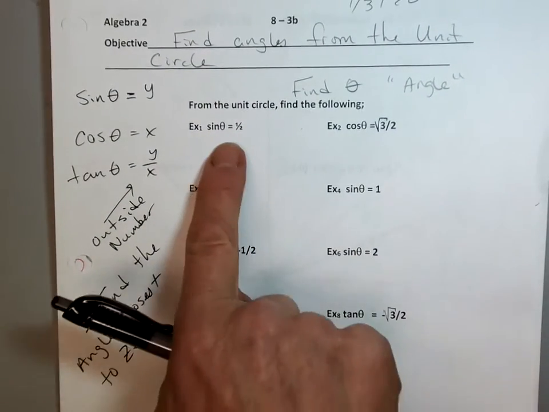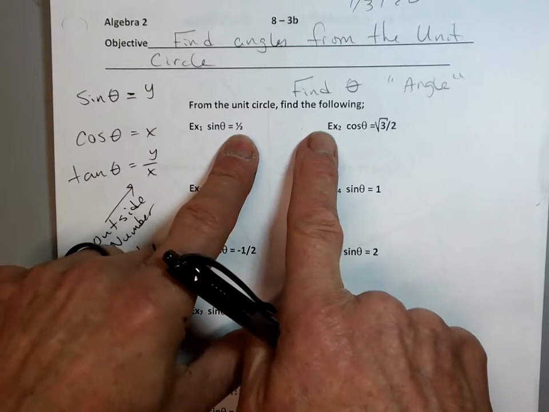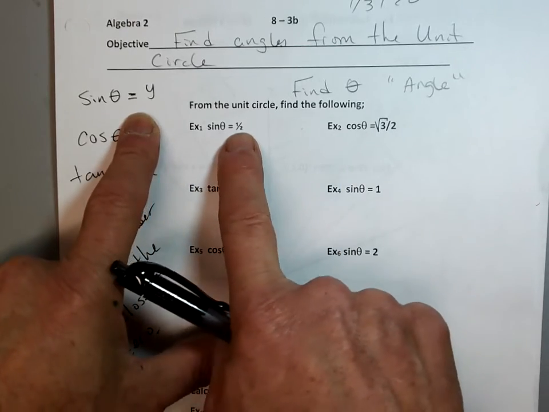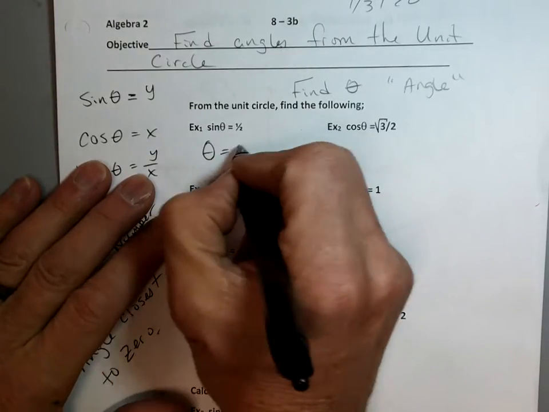So sine of theta equals 1/2. Well, we're going to look at the circle. I want a y value of 1/2. 1/2 is here, the y value, right? And 1/2 is here. So we're either at 30 degrees or 150 degrees. What's closest to 0? 30, right? What's my angle? Theta equals 30 degrees.